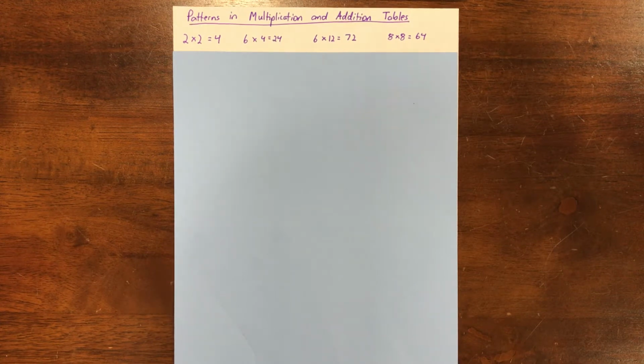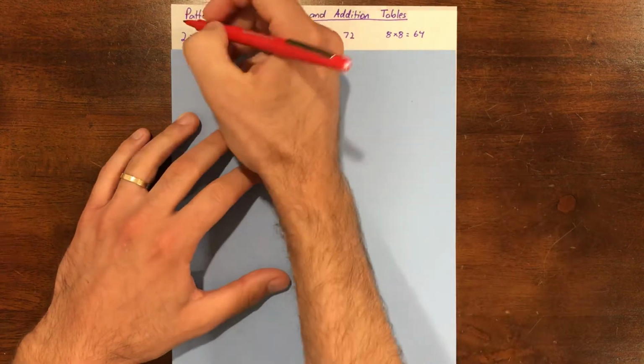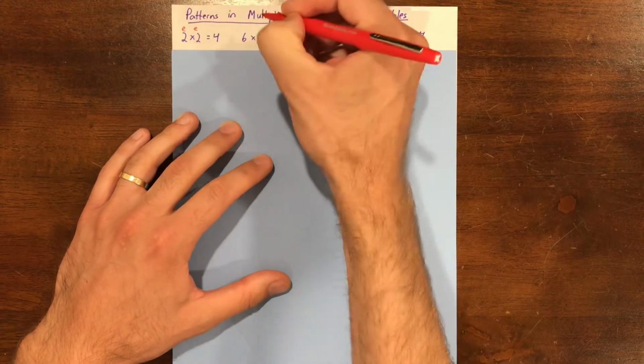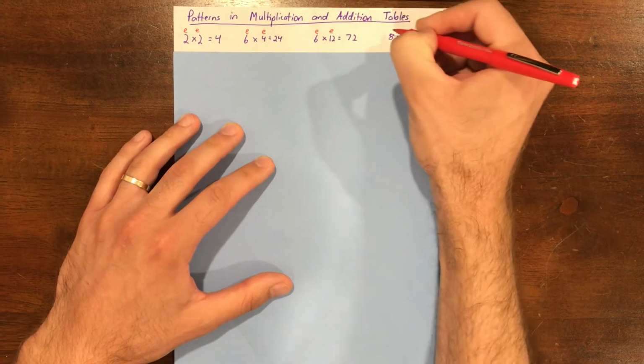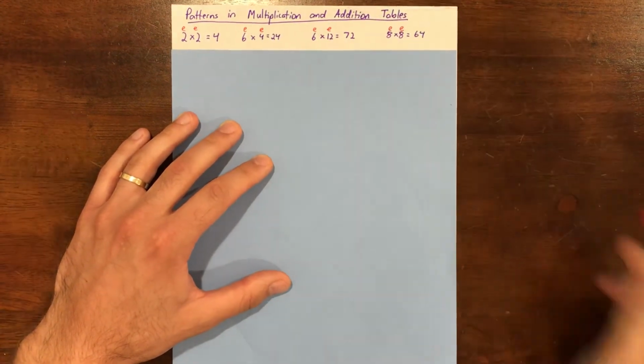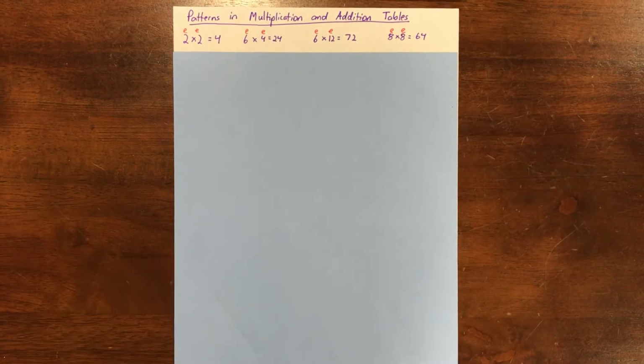What do you notice about the equations in group A? Say it out loud. Yeah, all of these factors are even. So what does it mean if a number is even? Say it out loud. Yeah, a number is even if that number can be divided into two equal groups.